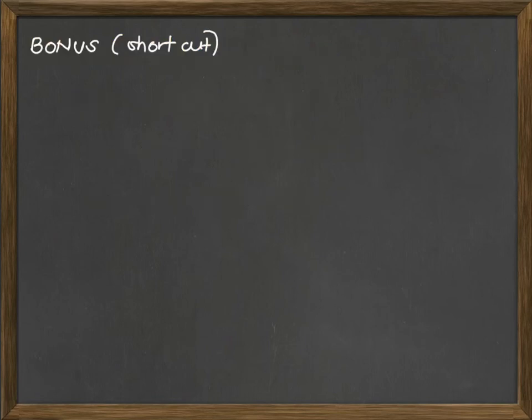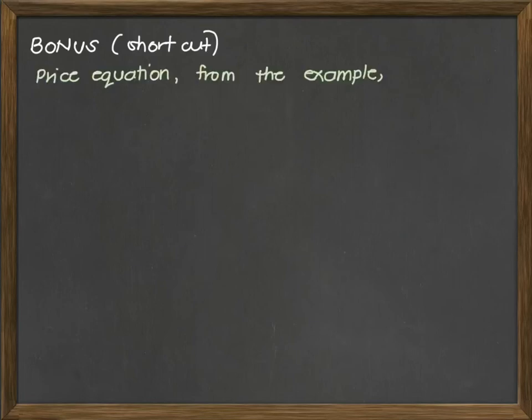Now, just a bonus. This is a shortcut, so that you do not have to do the derivation just to get the optimal demand. From the price equation in the example, 180 minus 0.02D, take note that this shortcut is applicable only in this format, if your price is given as an equation with respect to D. So, we assign 180 as A and we assign negative 0.02 as B. So our price will be A minus BD. That is the price equation.